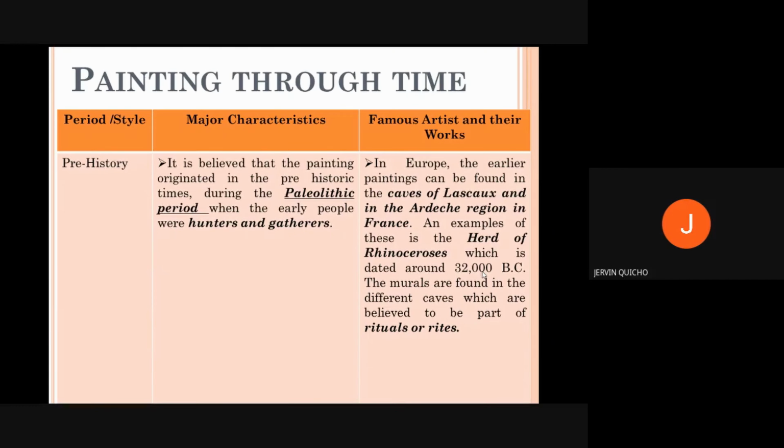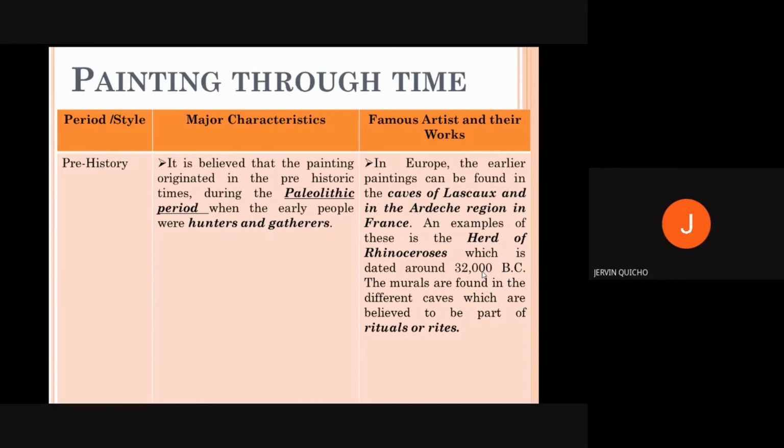So we know that prehistory does not look like what we have right now. It was not full of many different kinds of elements and materials. As we observe, most of them are simple. Most of them are not elegant compared to nowadays.